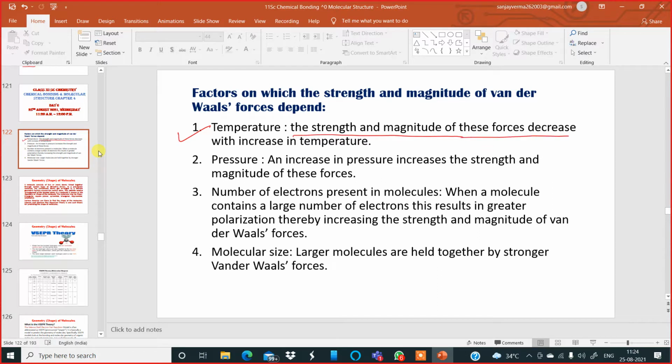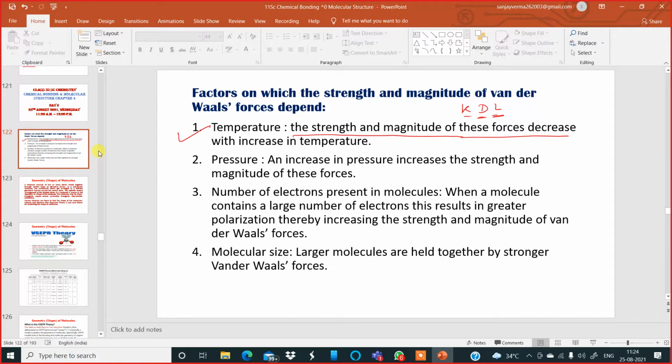Van der Waals forces are of three types. One is Keesom, then there is Debye, then there is London forces. London forces are temporary. Keesom is dipole-dipole interaction. Debye is dipole-induced dipole interaction, and London forces are temporary dipole-induced dipole interactions.